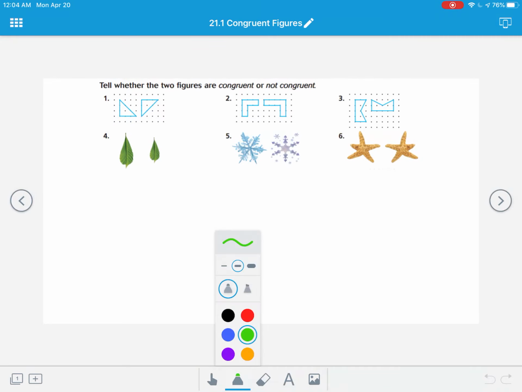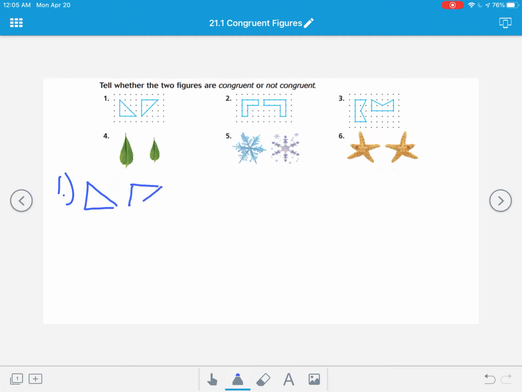Let's start our practice together. This is coming from your textbook from page 548. We're going to tell whether the two figures are congruent or not congruent. Looking at number 1, I see two triangles, and they're not in the same orientation, but that's okay. They both appear to be right angles. And looking at the dot paper, I can tell they're 1, 2, 3, 4 dots wide.